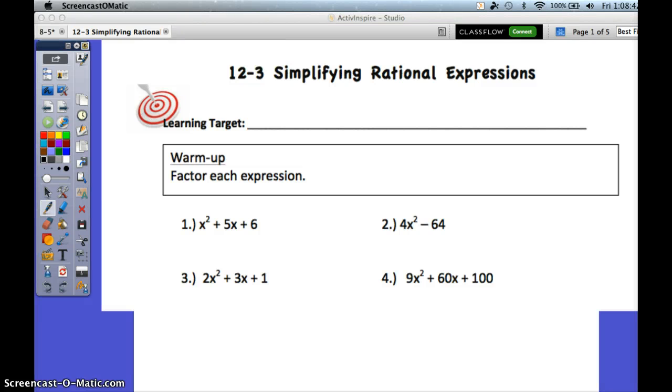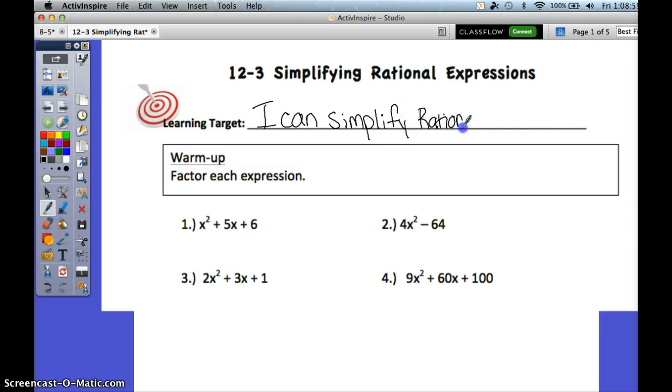Today's learning target is I can simplify rational expressions. Remember, the word rational means anything that can be written as a fraction.